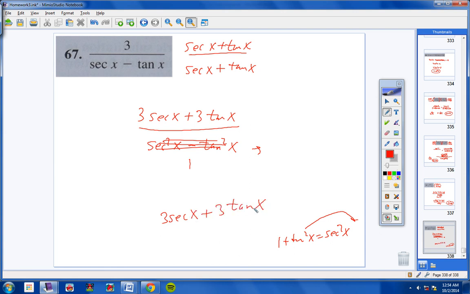Now, that's good enough for me. The back of the book factored a 3 out, and they wrote this for their final answer: 3 times secant x plus tangent x. I don't care. I'm fine either way, but there we go.